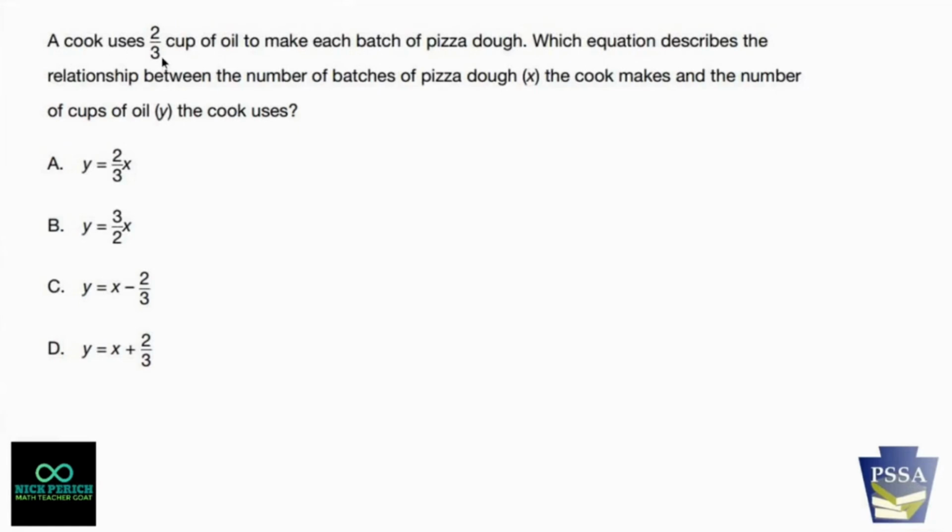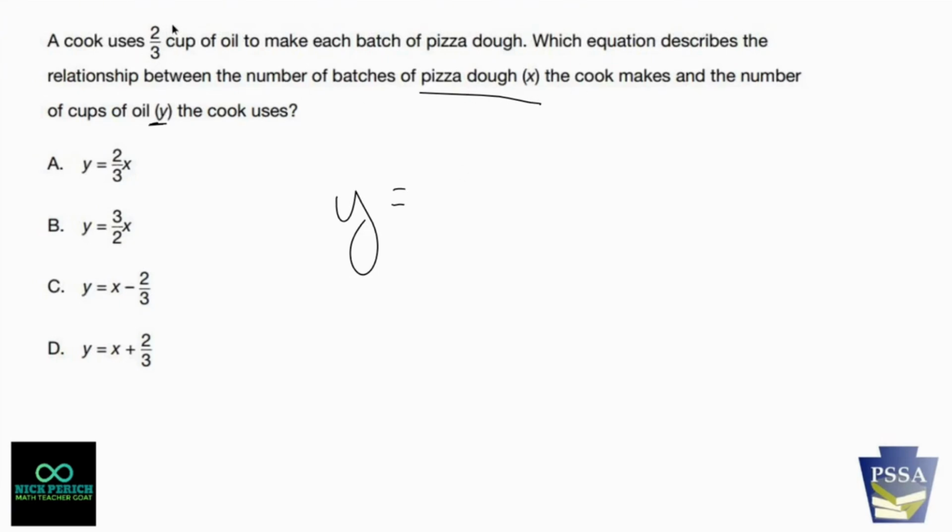A cook uses 2/3 of a cup of oil to make each batch of pizza dough. Which equation describes the relationship between the number of batches of pizza dough the cook makes, which is going to be X, and the number of cups of oil the cook uses? All right. So, Y is going to be the total number. X is going to be pizza dough.